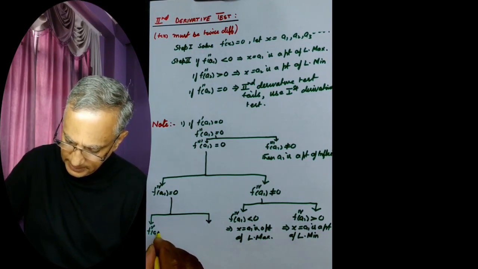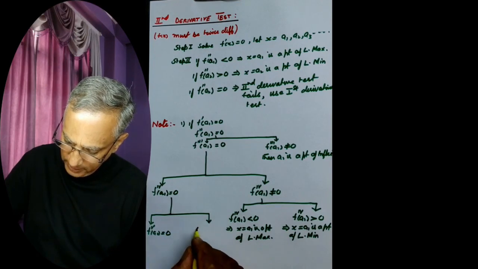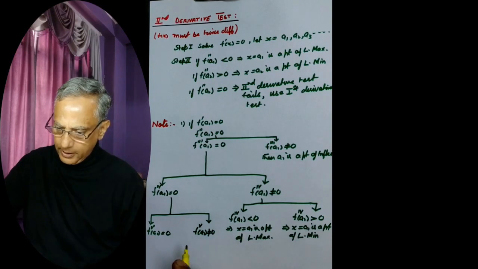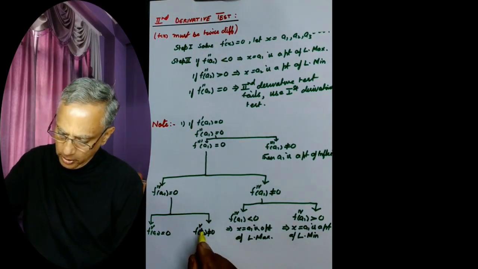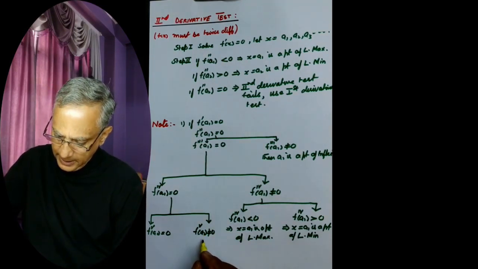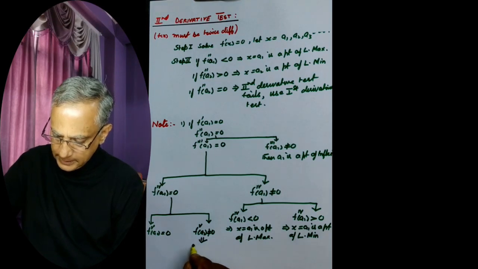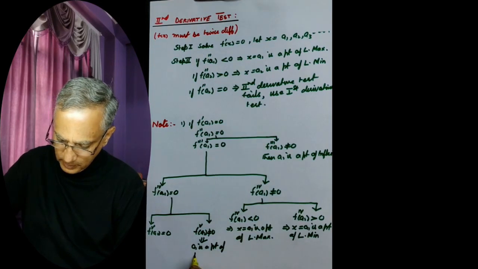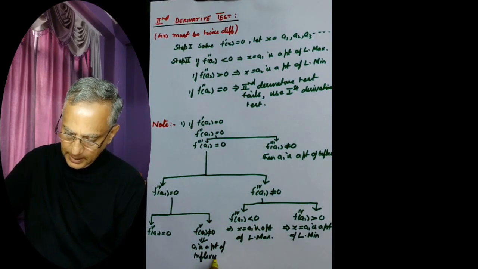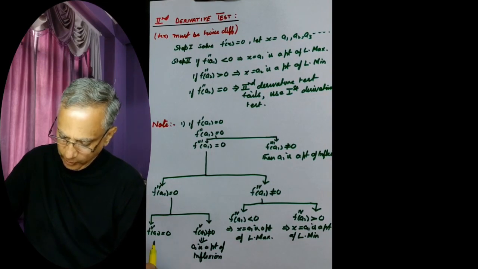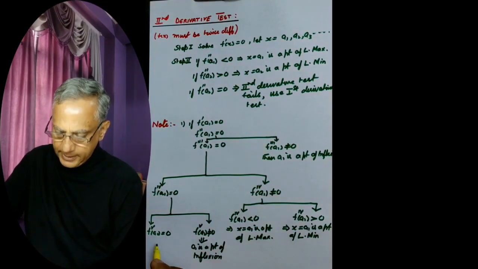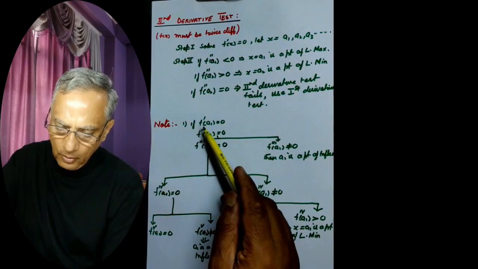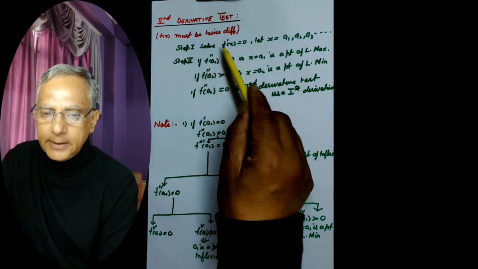If f5 at a1 is not equal to 0, then this will imply a1 is a point of inflection. And if the fifth derivative is 0, then we will find the sixth derivative, and so on. So what we do is solve this, and these are the points.